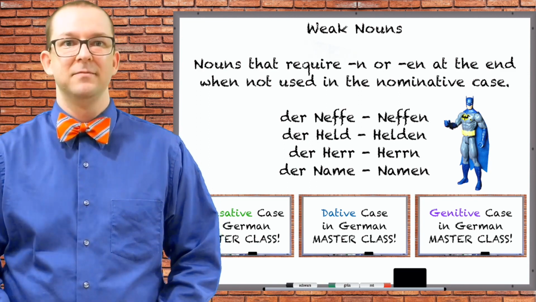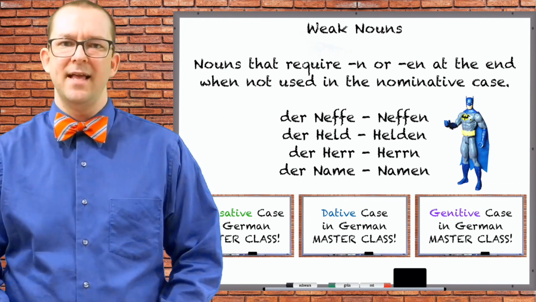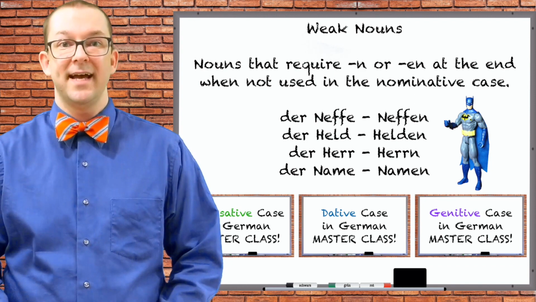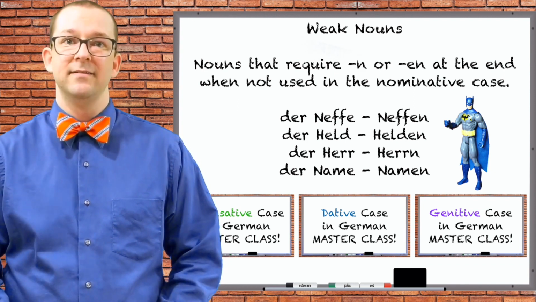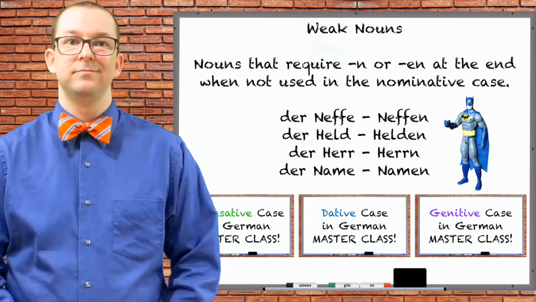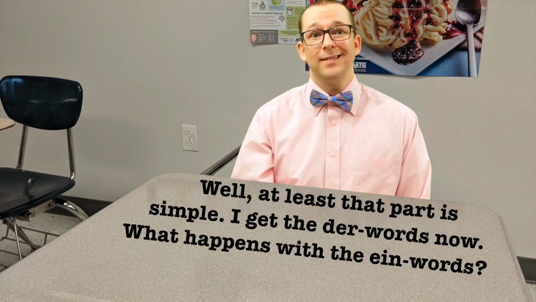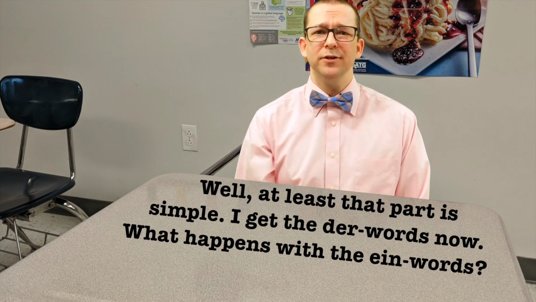Der Neffe, Neffin. Der Held, Helden. Der Herr, Herren. Der Name, Namen. And a bunch more. Are they all masculine? Yep. Well, at least that part's simple. I get the der words now. What happens with the ein words?